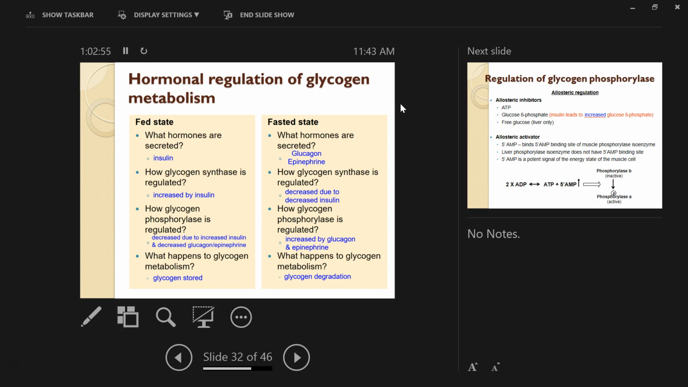Because we need to store glycogen in the fed condition, how is glycogen phosphorylase regulated under the fed condition? It should be decreased, right? So again, under the fed condition, insulin could stimulate glycogen synthesis but decrease glycogen phosphorylase. So then you can promote glycogen synthesis and inhibit glycogen breakdown, and the net result will be glycogen synthesis, right? Glycogen stored in the liver under the fed condition.